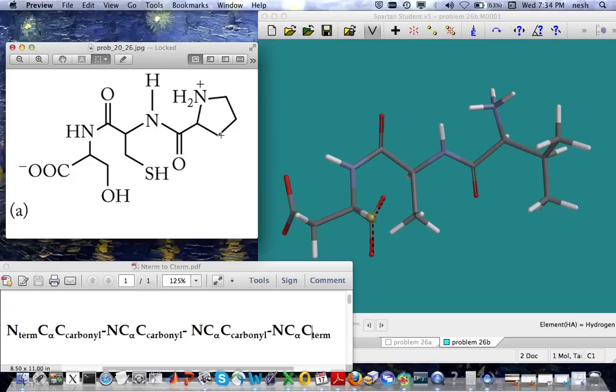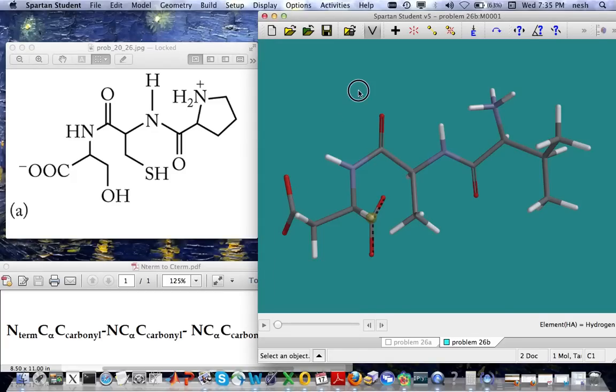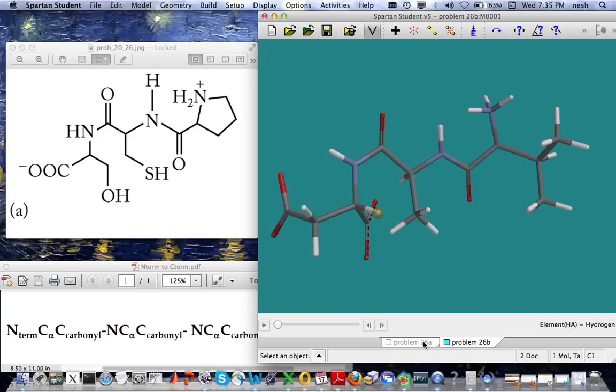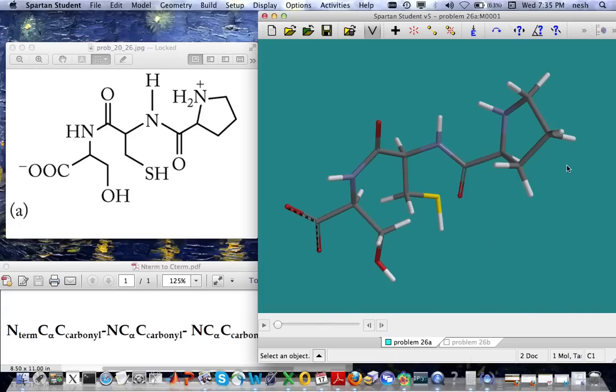So when we go to name this, if we use the N to C convention, we would start from the N terminus, and we would call it proline, followed by cysteine, followed by serine. So it'd be proline, cysteine, serine. Now just for fun, I brought up this molecule in Spartan, and you can see the same features in it. There we have the proline group, and there's that carbonyl C, and then there's that next nitrogen right over here, and so on. There's the SH that forms the cysteine group.